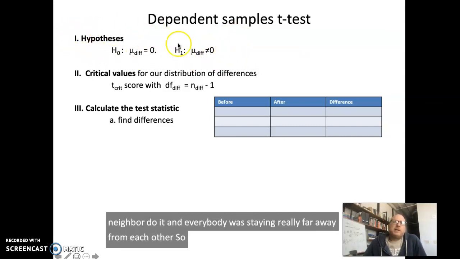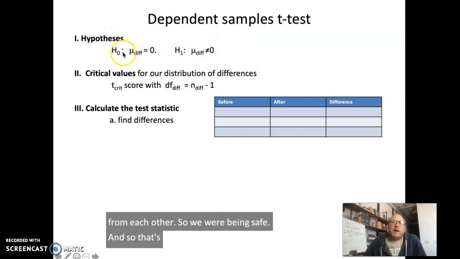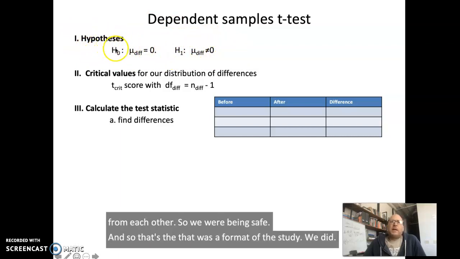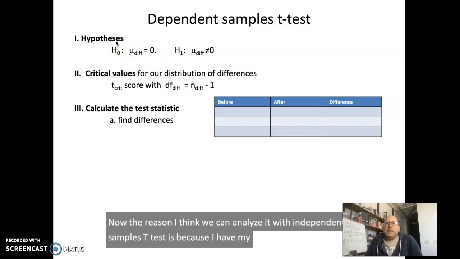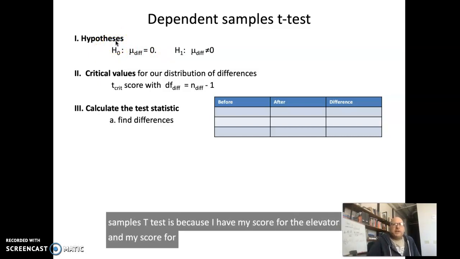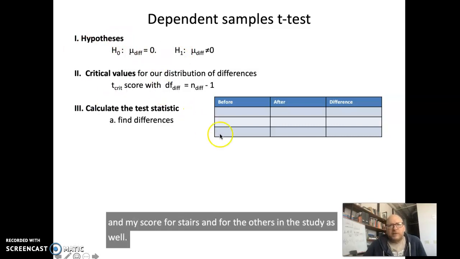In a test, you start out with a null hypothesis. Our null hypothesis in this case is going to be a mean difference is equal to 0. And I want to show you what this looks like in step 3.